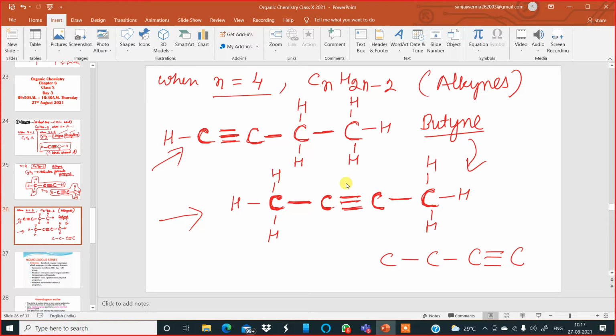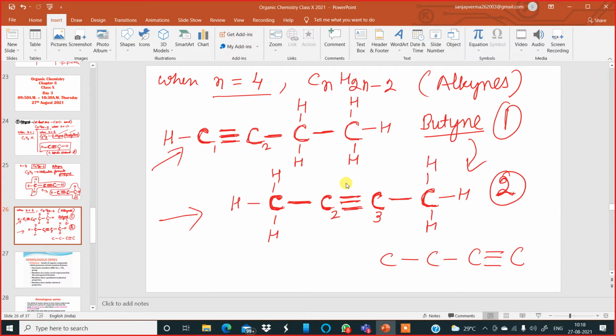But what is different in these two? Tell me, what is the difference in this structure 1 and structure 2? What is different? Not the places of hydrogen. The position of something is different. The position of the carbon-carbon triple bond. Yes, in this case, it is between the first carbon and the second carbon. In this second example, the position of the triple bond is between the second carbon and the third carbon.